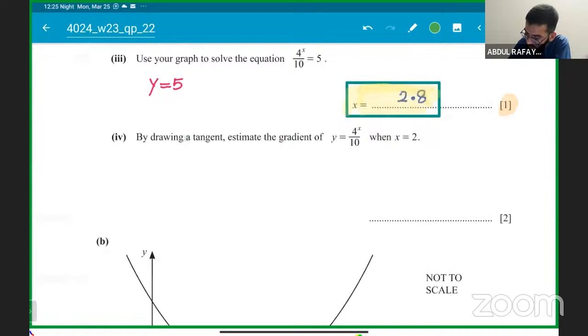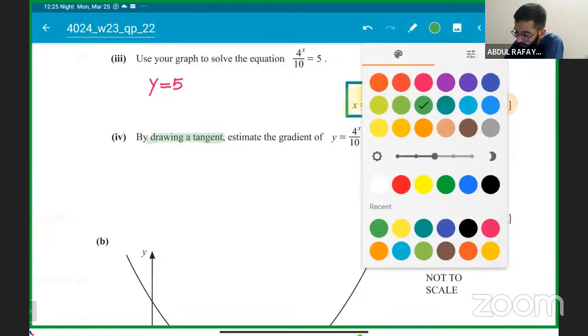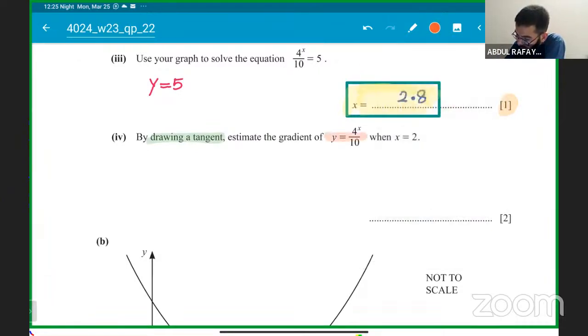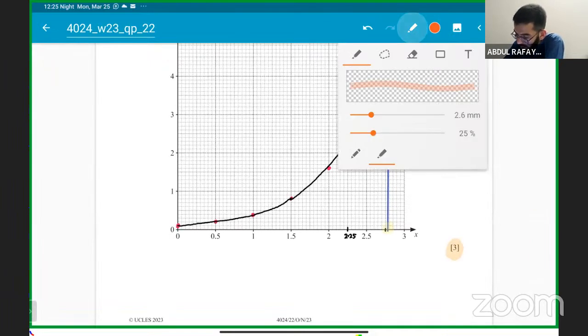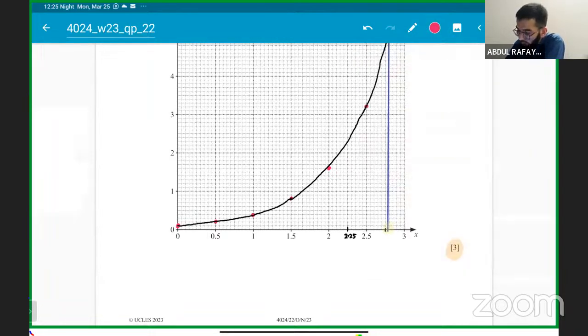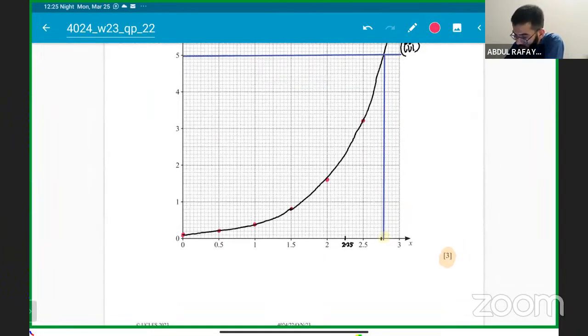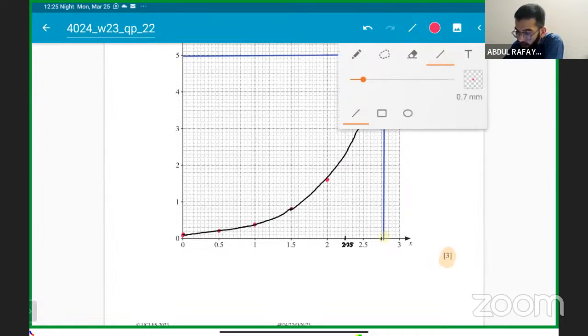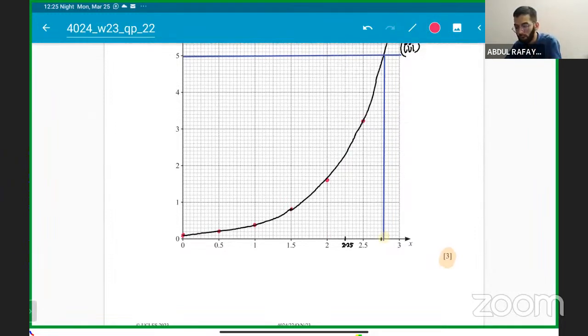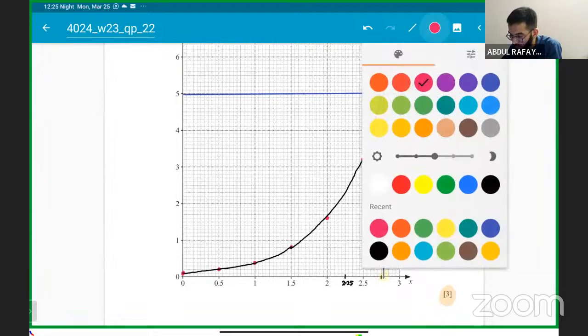Okay, students. Now we have to draw a tangent. A tangent is basically just touching the line and going forward. A tangent is always just touching the line. We have to estimate the gradient at the point where x is equal to 2, for 2 marks. So you have to go to the graph paper, and where x is 2, we can see 2 is here. Now the ruler will come in. For part 3 and part 4, you will have to use the ruler.